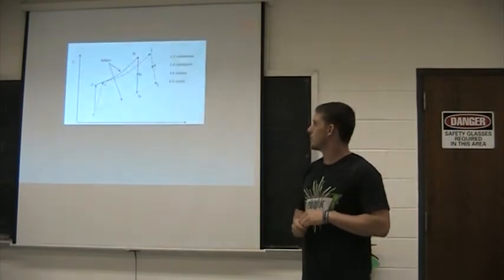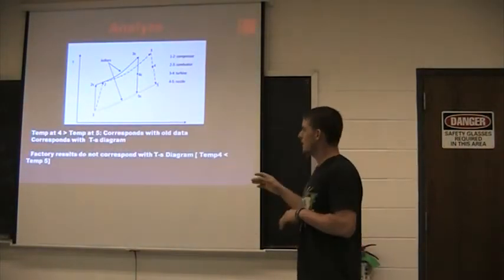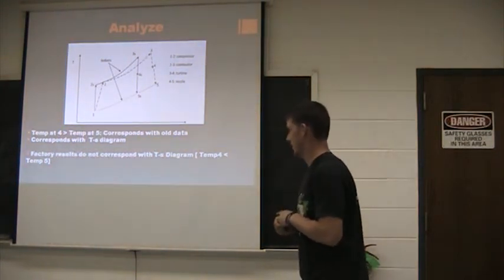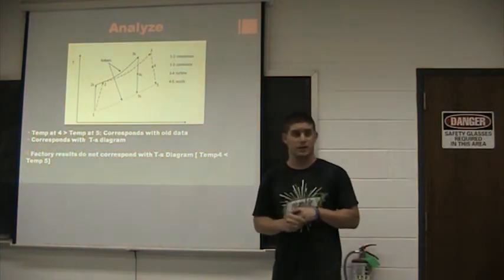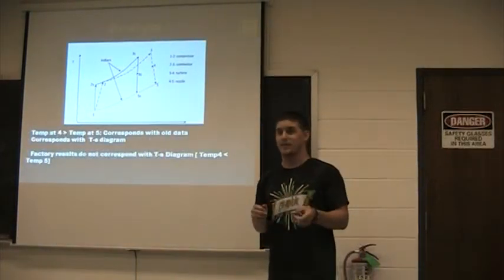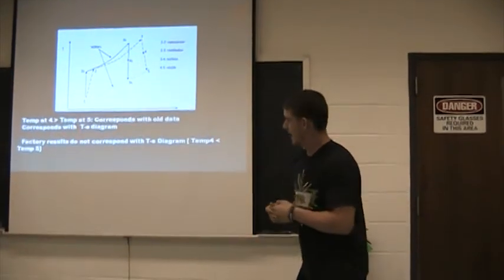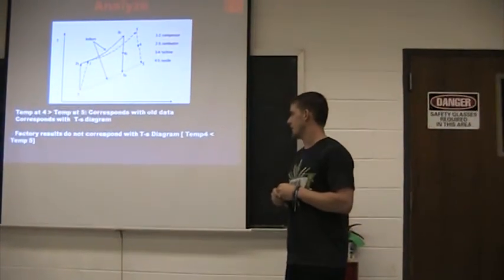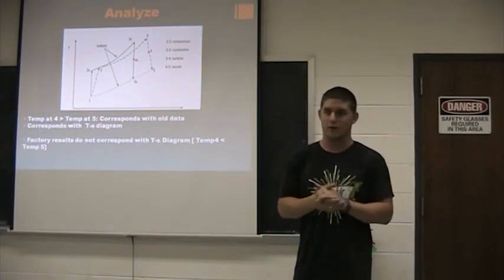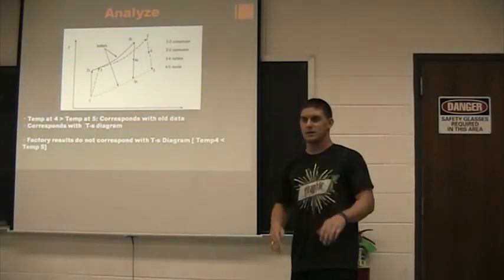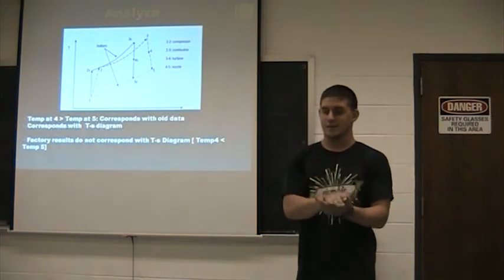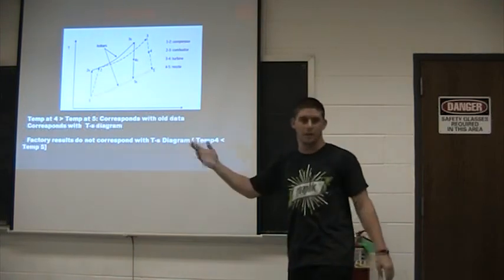Now we're going to analyze this a little bit. Like I said before, the temperature at 4 is supposed to be greater than the temperature at 5 according to this TS diagram. And that also corresponds with most of the data given in the Google Docs. Now the factory results actually show that temperature 4 was actually less than temperature 5. Not by far off, but it was still a little confusing to me because the old data corresponded with the TS diagram, while the factory data did not.